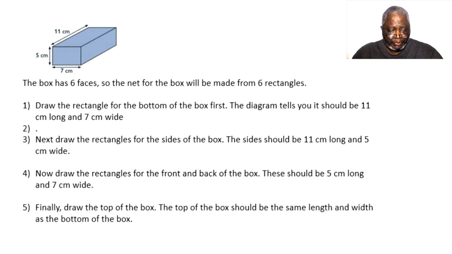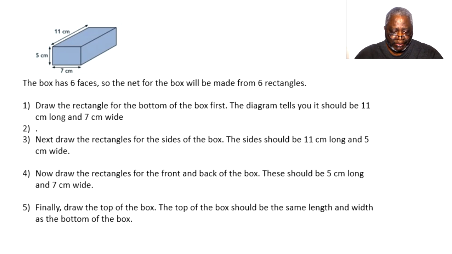Now let's look at some instructions here. The box has 6 faces, so the net for the box will be made up of 6 rectangles. Draw the rectangle for the bottom of the box first. The diagram tells you it should be 11 centimeters by 7 centimeters. Next, draw the rectangles for the side of the box. The side should be 11 centimeters long and 5 centimeters wide.